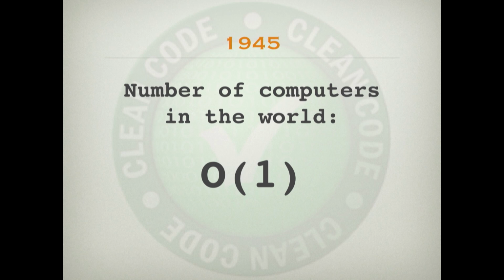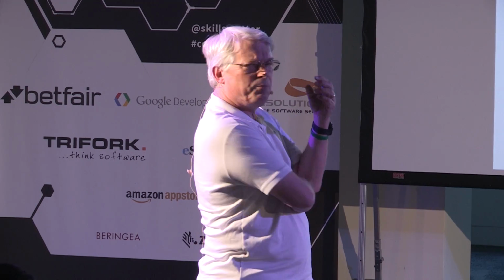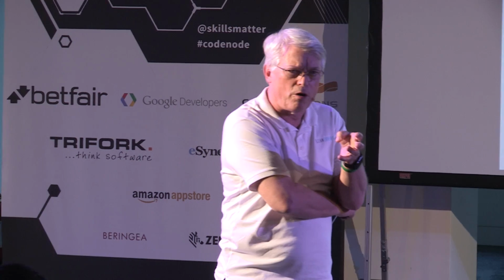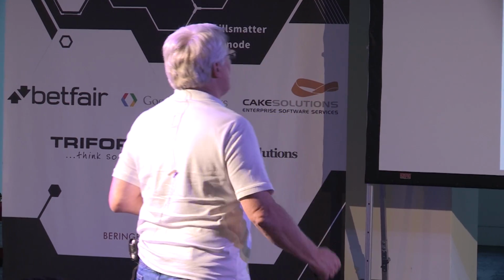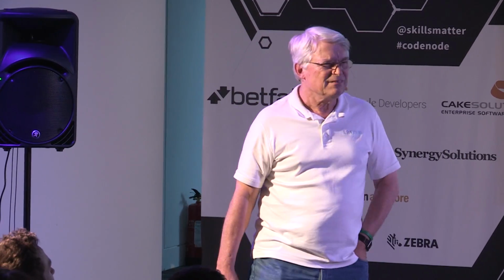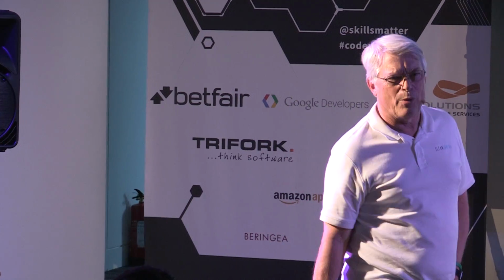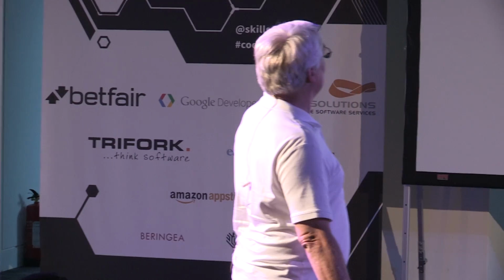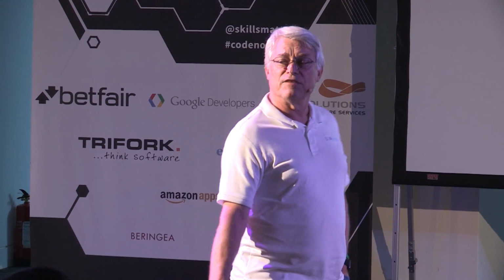1945, the number of computers in the world, on the order of 1. Probably more than 1. There were a couple of others, different people who were making computers at the time, but probably no more than 4. And the number of programmers in the world by 1945, big O of 1. Probably more than 1, maybe 10, 12, something like that, but a fairly small number of programmers in 1945.